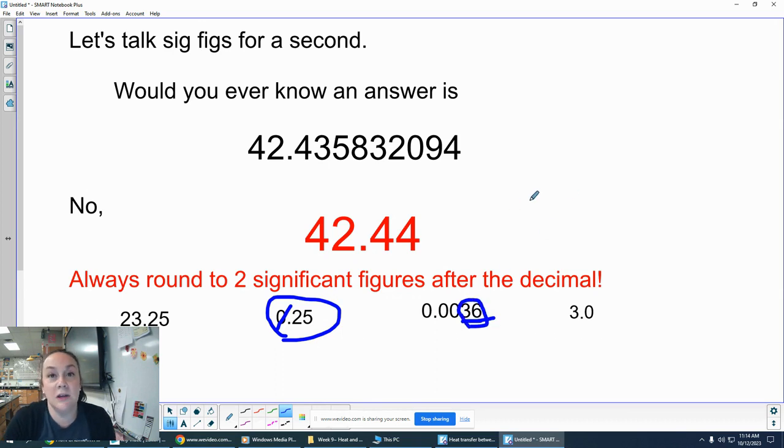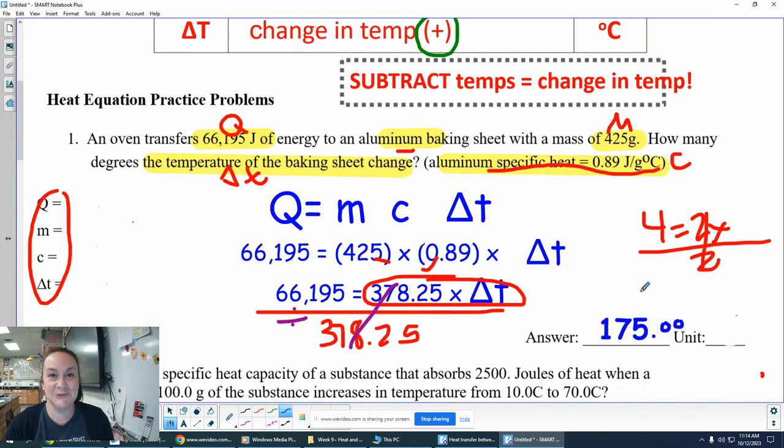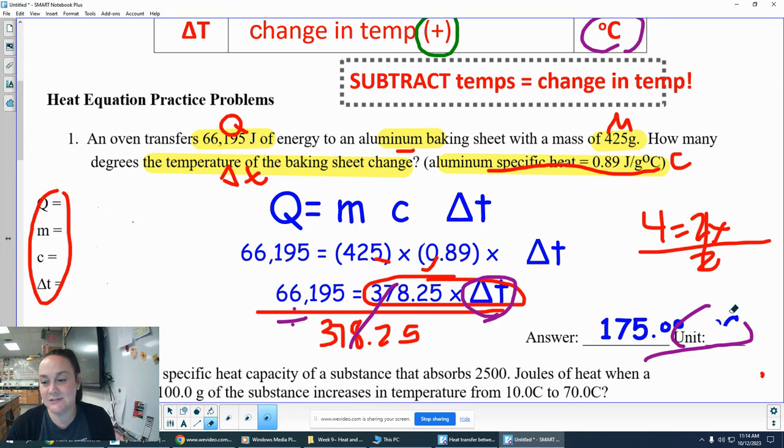So if you calculate a C value and it's 0.076 joules per gram degree Celsius, you need 2 numbers after the decimal. And remember, leading zeros never count. Okay, so I got my 175.00. And then the biggest thing that people always forget is you got to have a unit. And so if I wanted temperature, that means it was degrees Celsius.